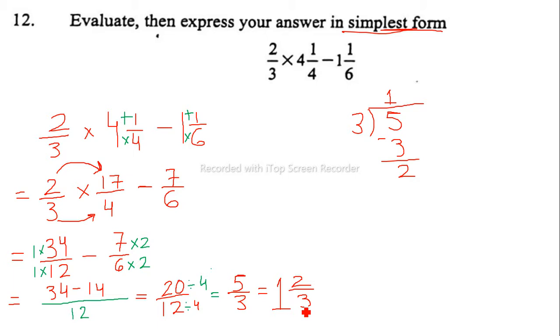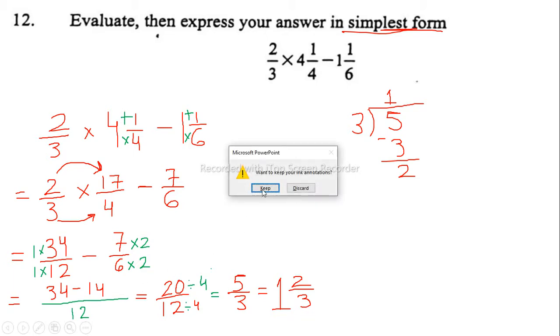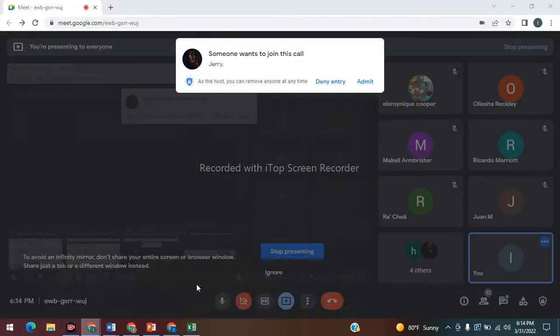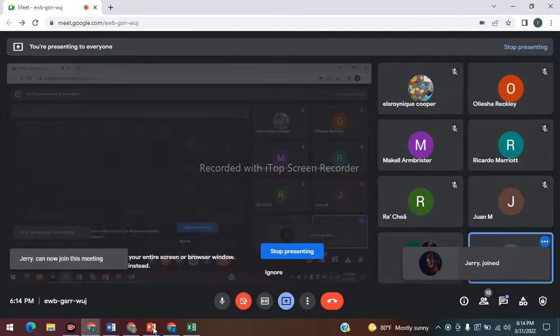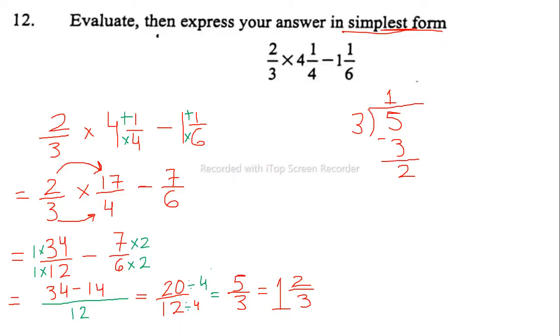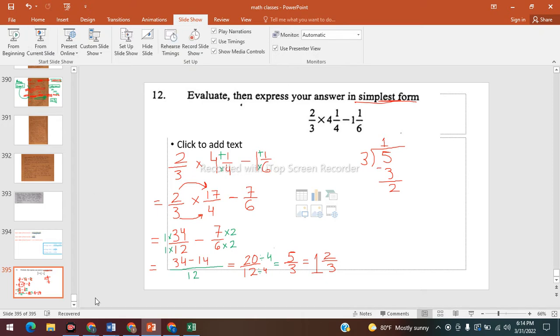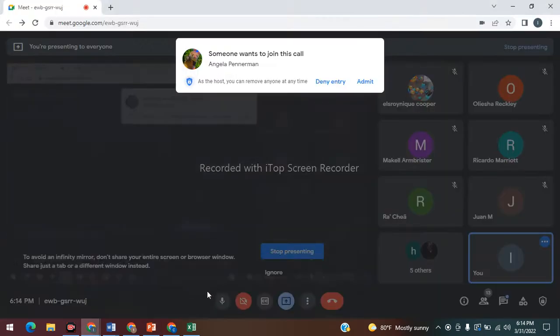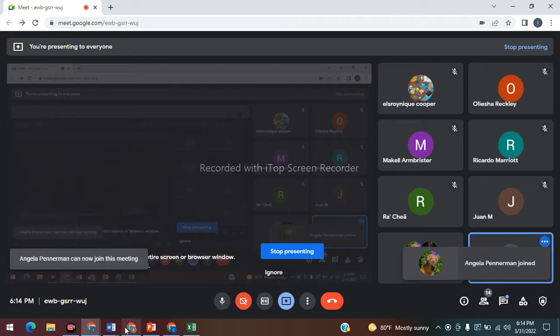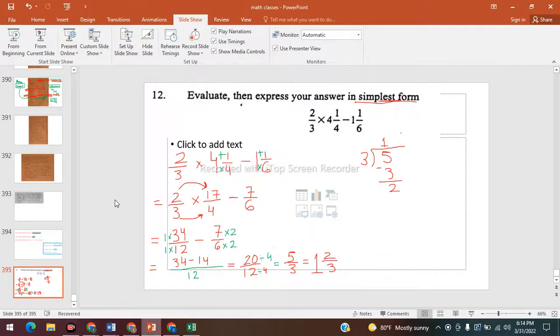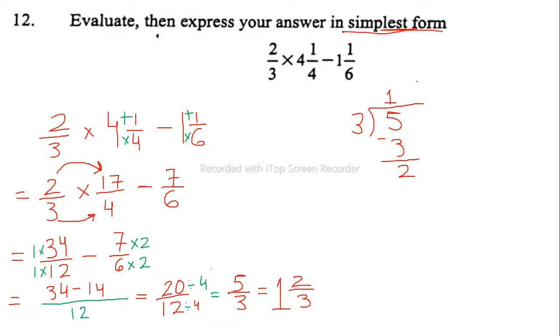All right, so copy that down for me and send me the correct working. So take this question out for me. Any questions on how we got 1 and 2 over 3?